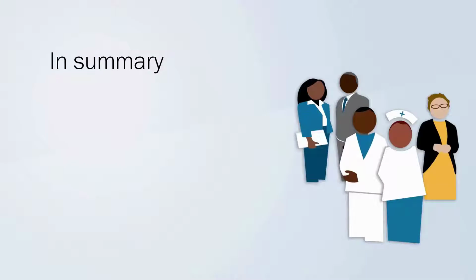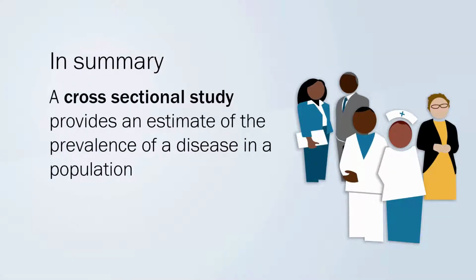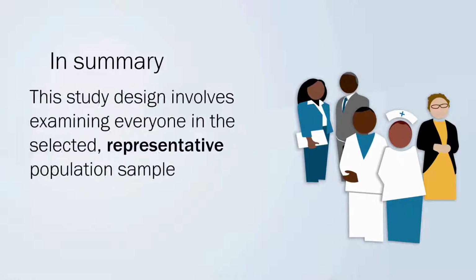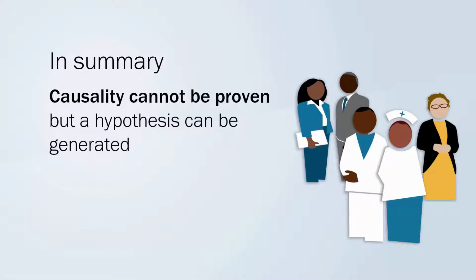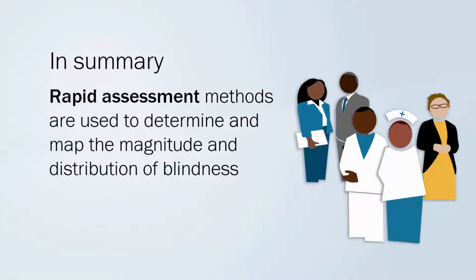In summary, a cross-sectional study provides an estimate of the prevalence of a disease or condition in a given population. This study design involves examining everyone in the selected representative population sample. As the disease or condition is measured at one point in time, causality cannot be proven, but a hypothesis can be generated. In eye care, rapid assessment methods are also used to determine and map the magnitude and distribution of blindness.